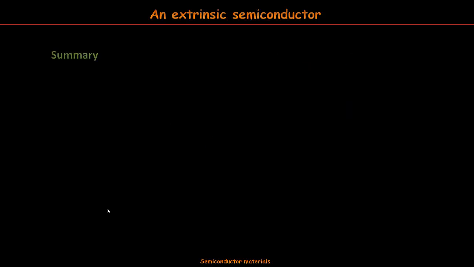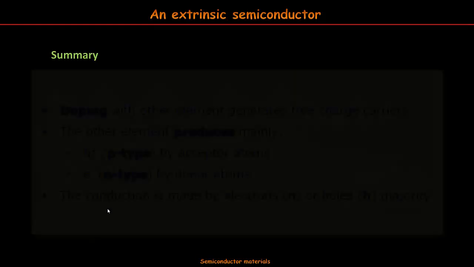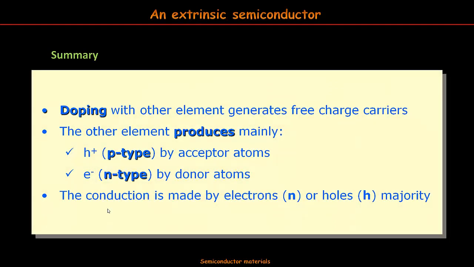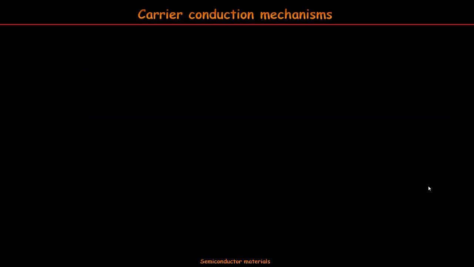Summing up, an extrinsic semiconductor is one doped with other elements that can generate a set of free charge carriers. The inserted atoms of the new element produce holes in a P-type semiconductor and electrons in an N-type semiconductor. The holes are produced by acceptor atoms and the electrons by donor atoms. The majority carriers in an extrinsic N-type semiconductor are electrons, and in a P-type, holes.